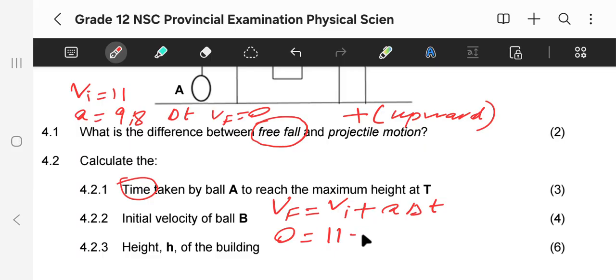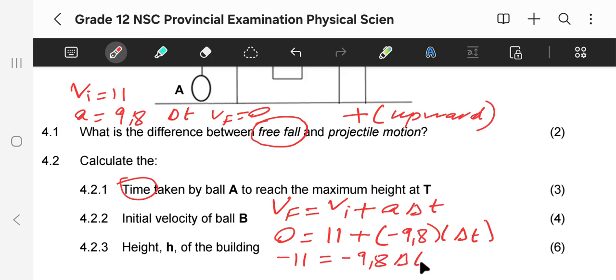And then I will have my acceleration. Obviously, this is acceleration due to gravity and it moves in the downward direction, so it's going to be negative. And this is my delta t, the one that I'm looking for. What I'll do is transpose this 11 to the other side. It's going to be negative 11 is equal to negative 9,8 delta t.